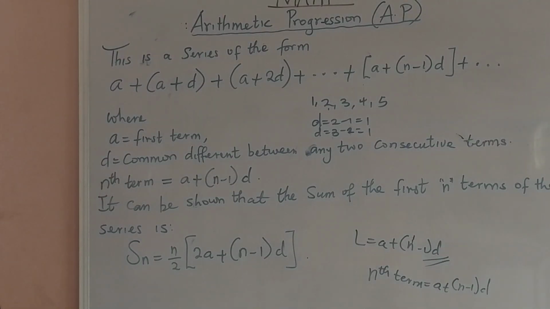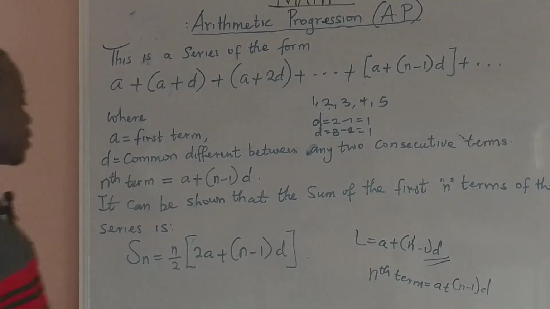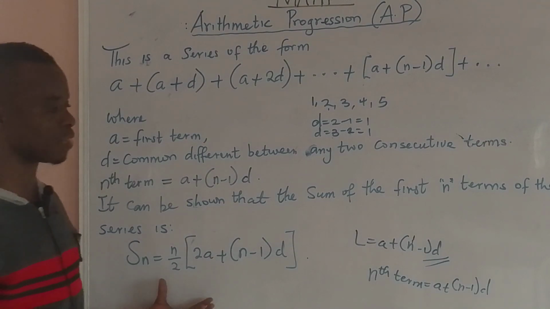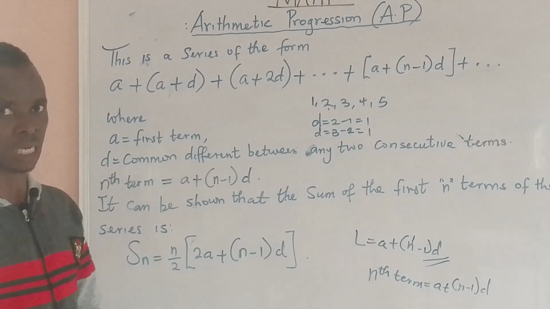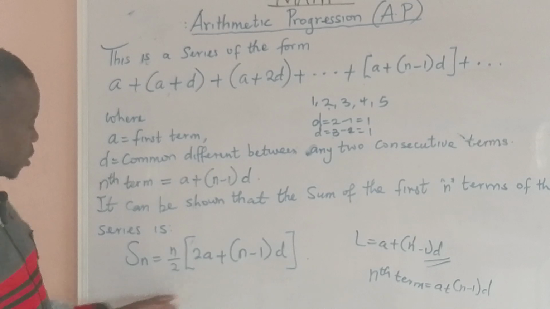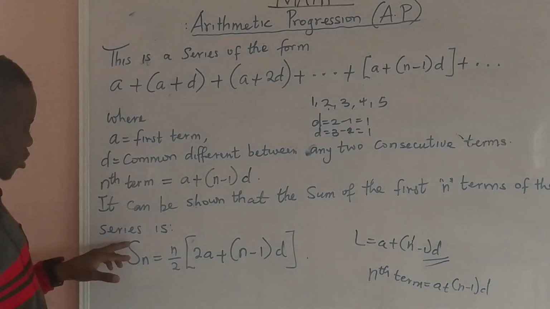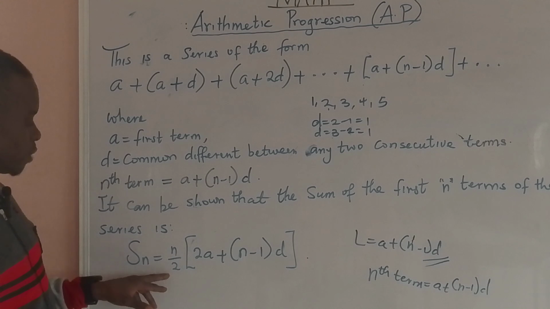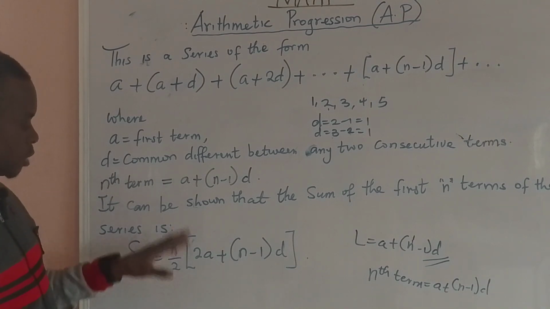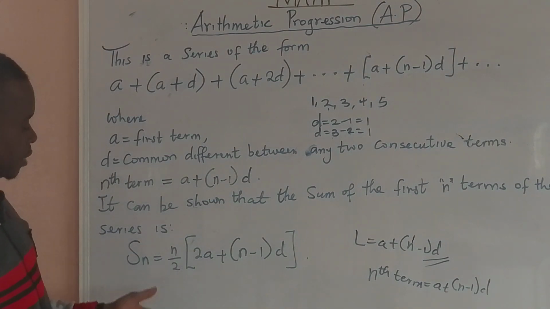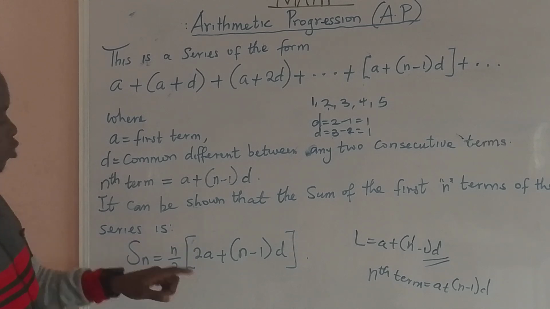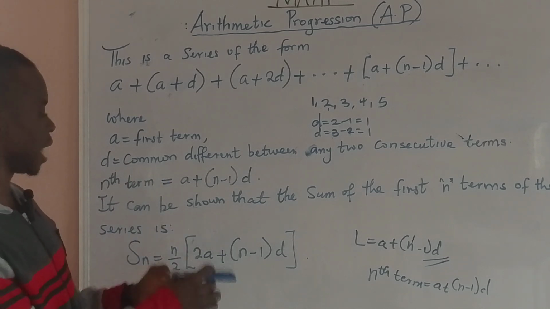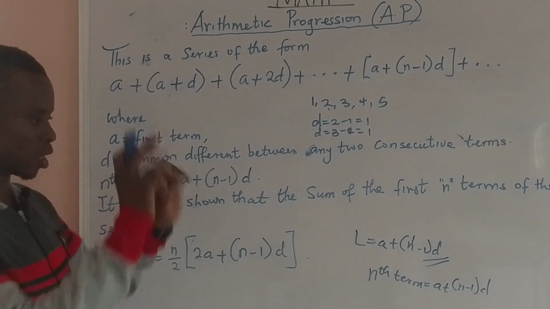It can be shown that the sum of the first n terms of the series is this, and this is the general formula to calculate the sum, S subscript n, which equals n over 2, open bracket, 2a plus open bracket n minus 1, close bracket D, and close everything.